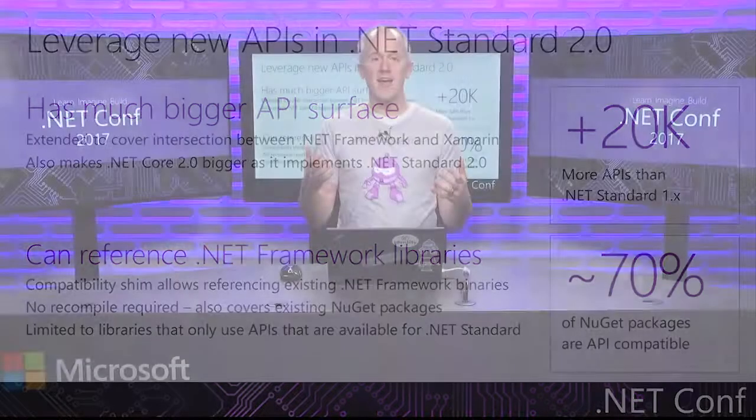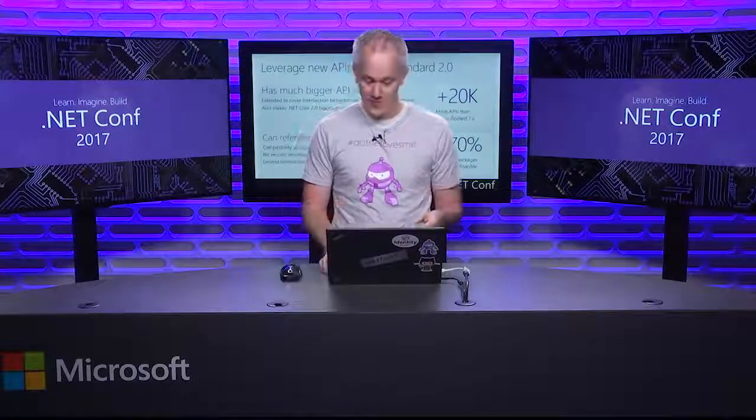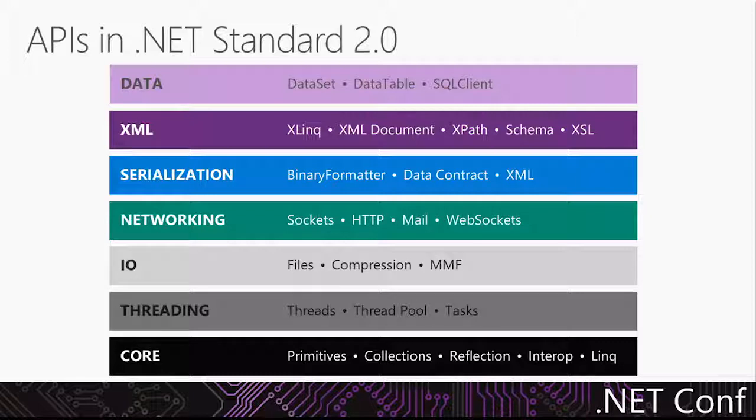What does that mean for your ASP.NET Core apps? Well, that first of all means you get to use all those APIs. All the new data APIs, XML, serialization, networking, they're all there ready for you to use. Also, you can continue to use your existing .NET Framework assets.